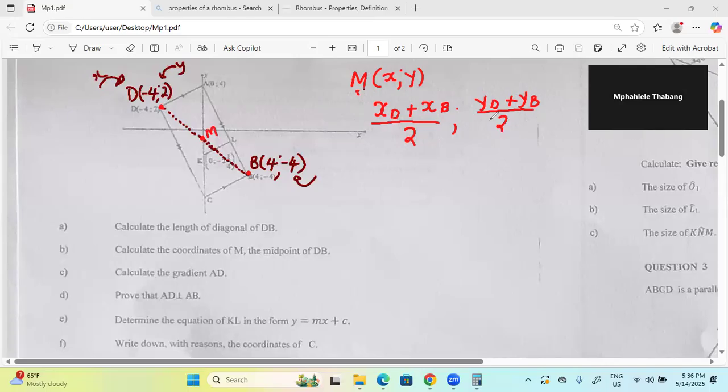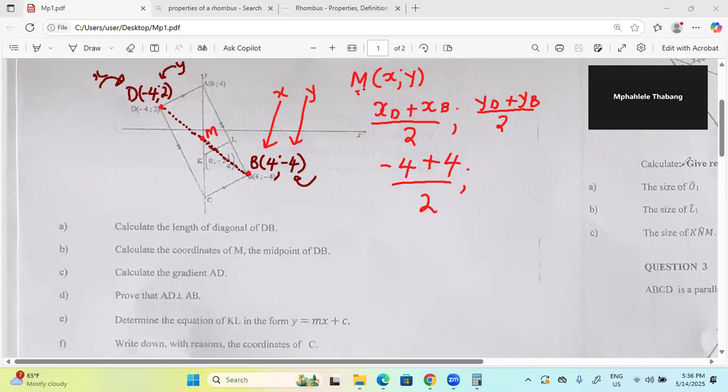So I'm saying XD plus XB over 2. What is X at D? You just go to the point D. X there at D, it's minus 4. Minus 4 plus, you go to the point at B. What is the X at B? It's 4. So minus 4 plus 4 over 2, and then what is y at D?